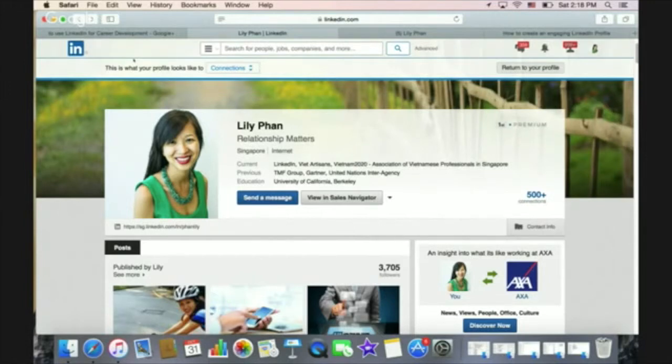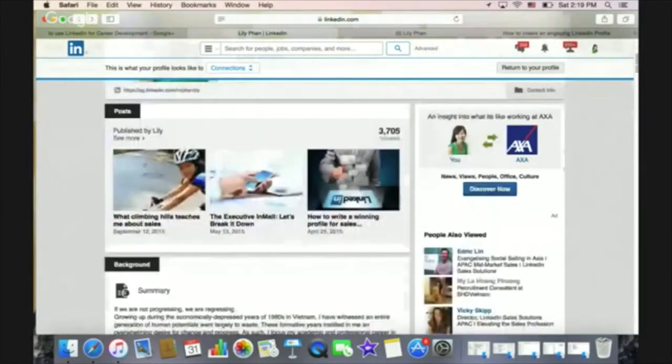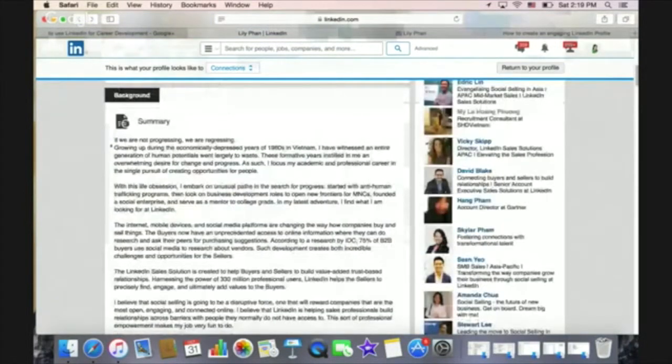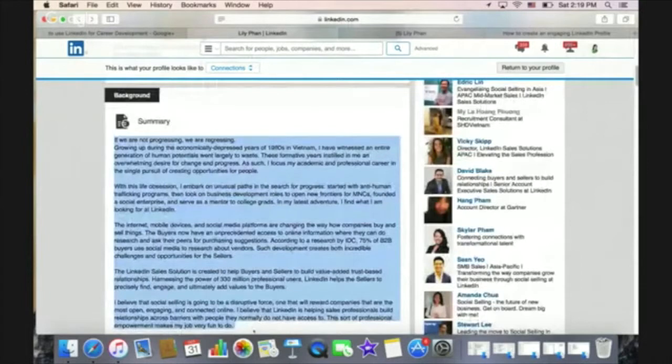The why part is very important. People like to deal with power, so people like to deal with other people who are similar to them, or at least whom they think of as peers. So the moment you're talking about a summary, a story about who you are, this summary is probably the hardest part you need to write in a LinkedIn profile.